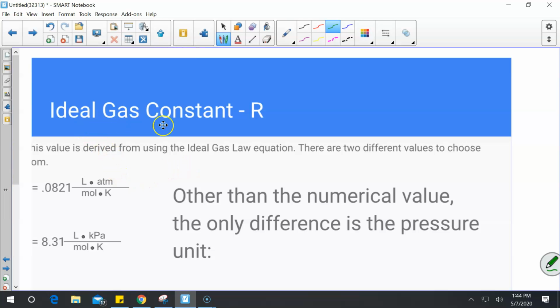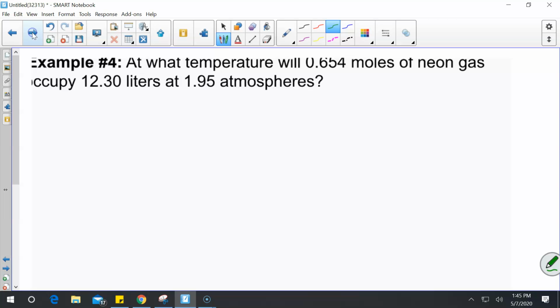Now, the thing about the value for R, the gas constant, is that there are two different numbers that are typically used. The only difference between them is the unit for pressure. This one is in atmospheres, this one is in kPa. It's just because we have so many different units for pressure that they have two different values for the R constant. Those are the two most commonly used. They usually don't use PSI since that's an English unit. So we'll have to keep those in mind when we use this equation.